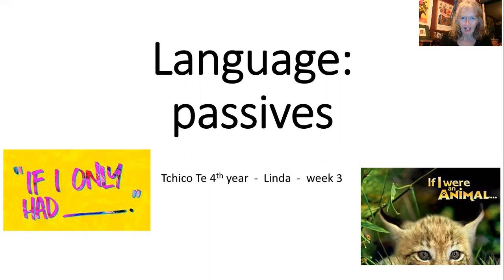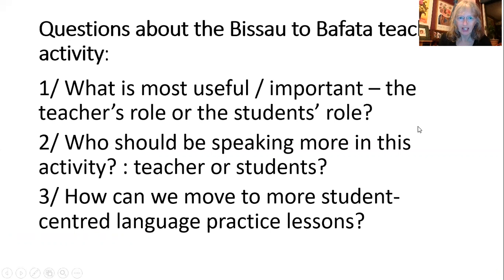Okay. Last week we did conditionals. If I were an animal, if only I had, all of those conditional contexts we looked at. Did you do your homework? The homework was, let's have a look, the lesson about going from Bissau to Bafata and talking about different forms of transport.